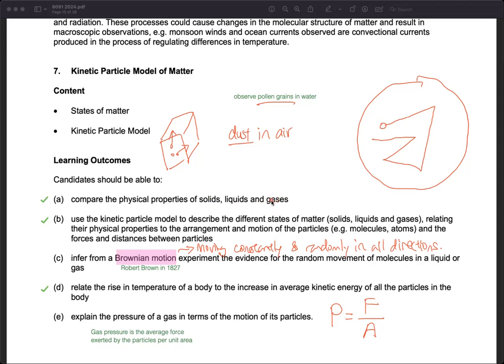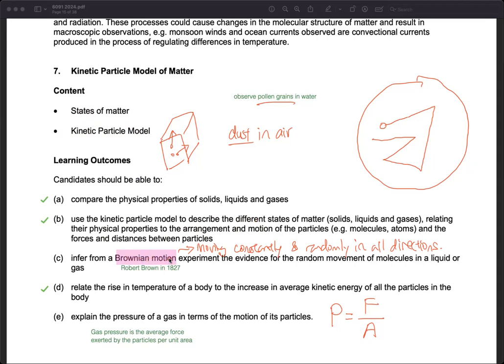Clear? And then how do we prove that this kinetic particle model is true? For all the things that you described, why is it true? We use Brownian motion to prove that this kinetic particle model is a reliable model to explain why solid is solid, why liquid is liquid, and why gas is gas. So we have this theory, and what is the proof for it?